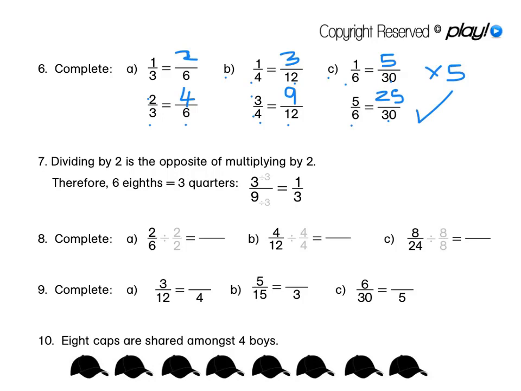If we look at number 7, there's just a mistake here. So we're going to redo that. So, dividing by 2 is opposite of multiplying by 2. Therefore, 6/8 is equal to 3/4.